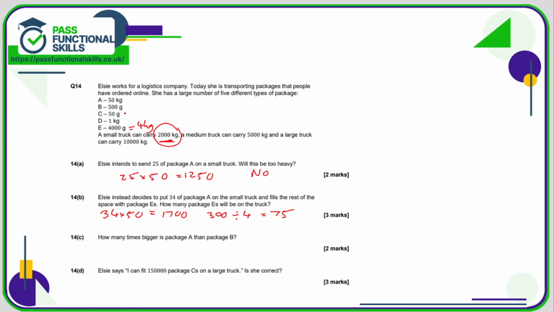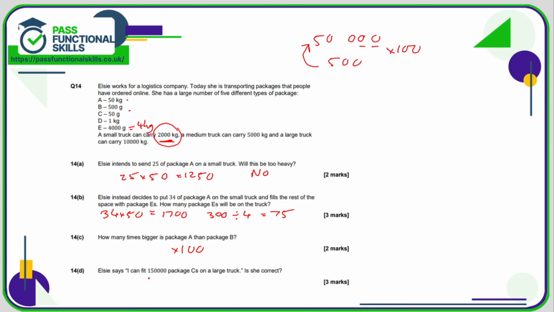Package A and package B. Now be careful because this is kilos, this is grams. So 50 kilos is 50,000 grams, and we're comparing that to 500. So what do I do to 500 to turn it into 50,000? Well, 50,000 is 500 but with 2 extra zeros, so that means it's been multiplied by 100, so it's 100 times heavier.